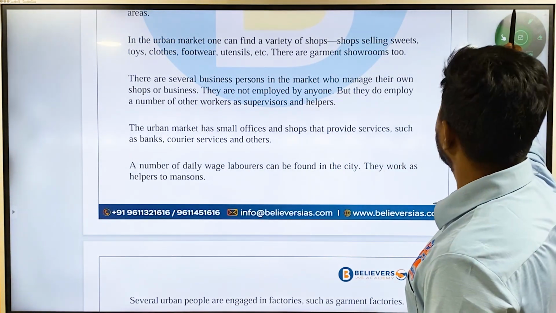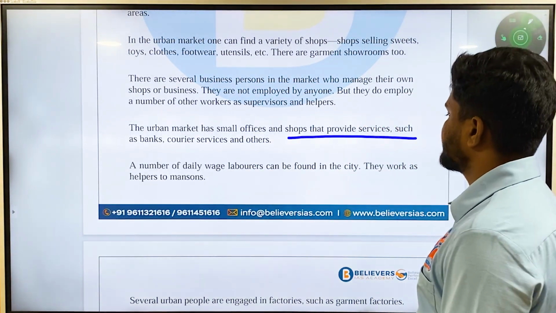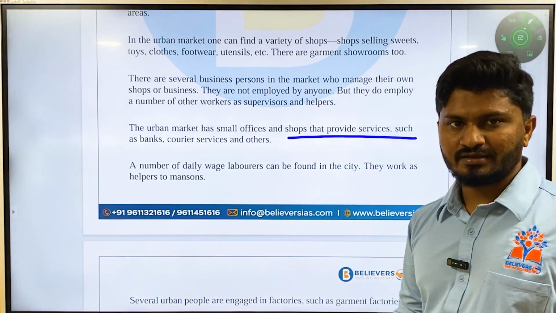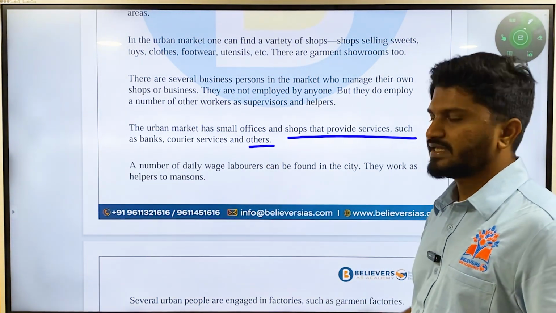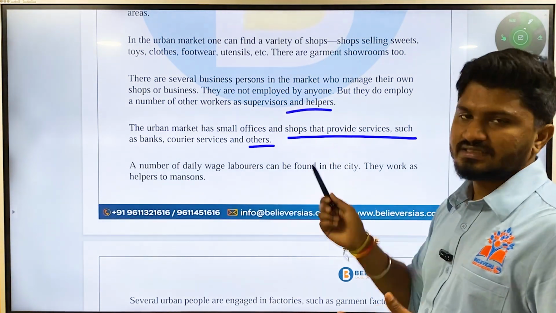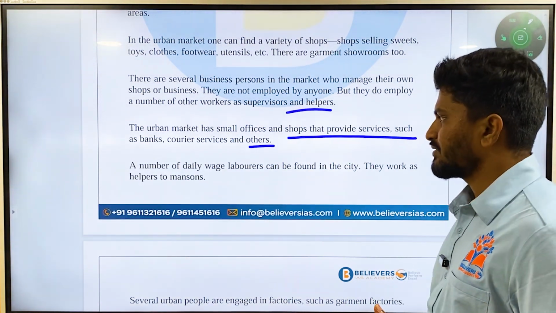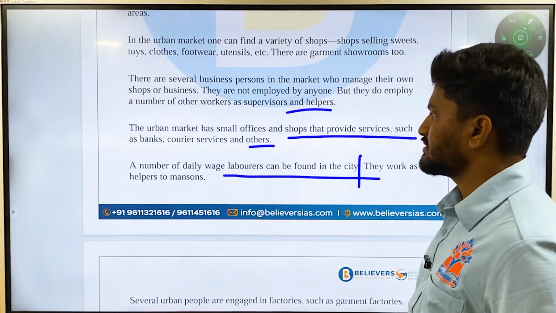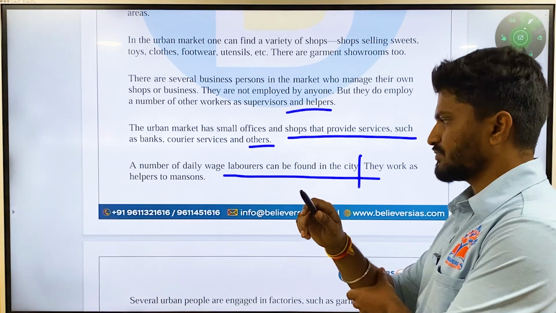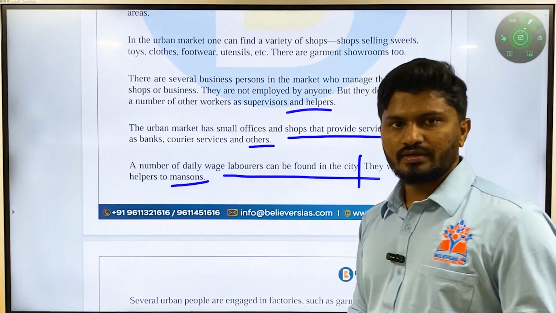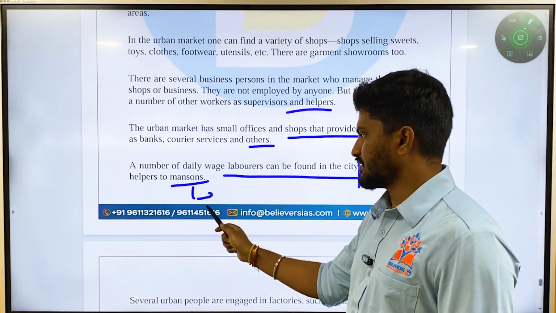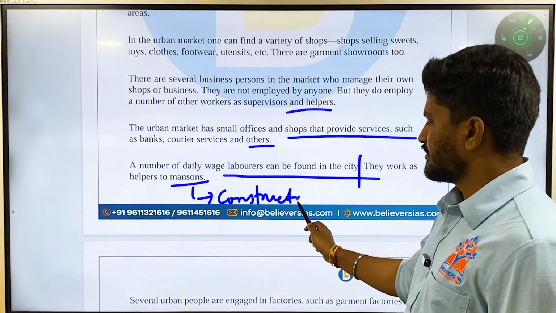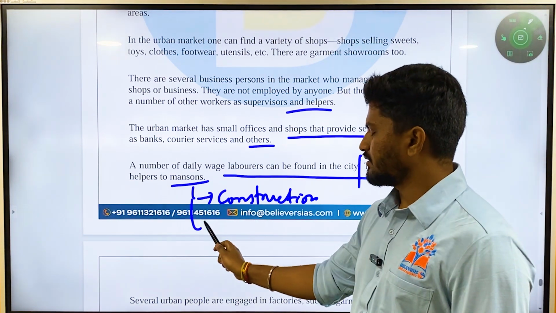And the urban market has small offices and shops that provide services such as banks, courier services and others. Okay, so this is the service aspect of the urban areas, and this is the manufacturing and employment aspect of the urban areas. And a number of daily wage laborers can be found in the city also. They work as helpers to masons. Okay, like the people who are working in the construction industry. Okay, construction. And there are also people who work in industry or factory.